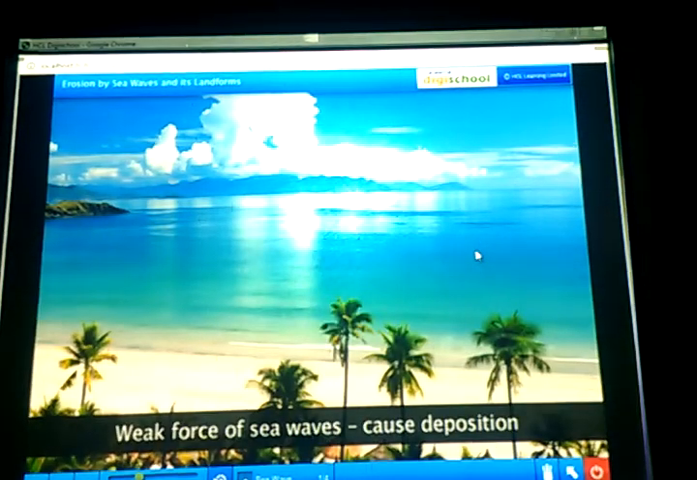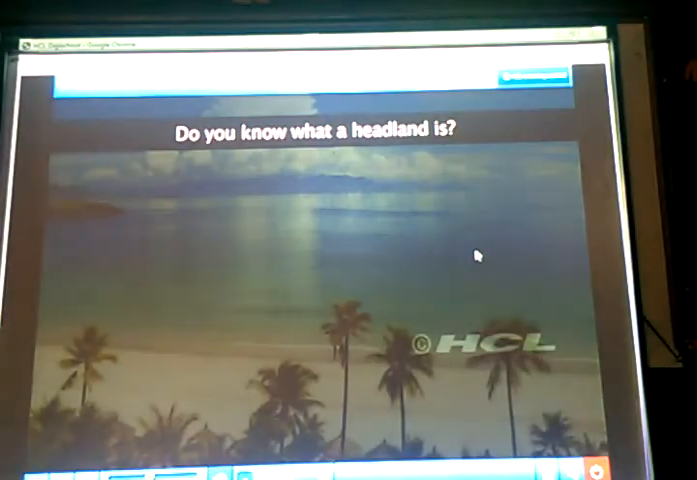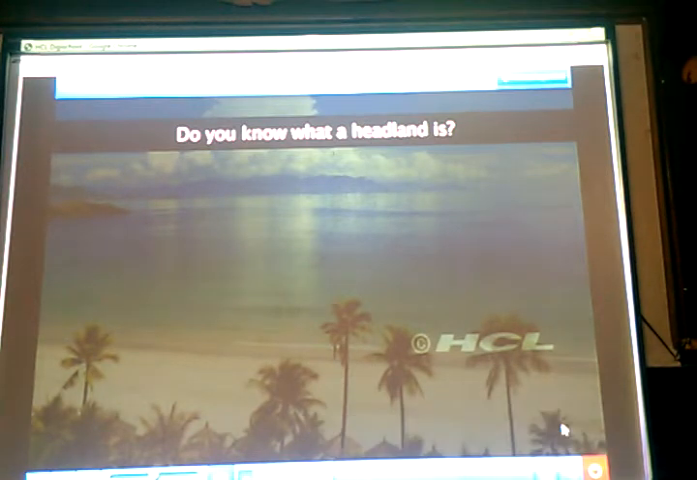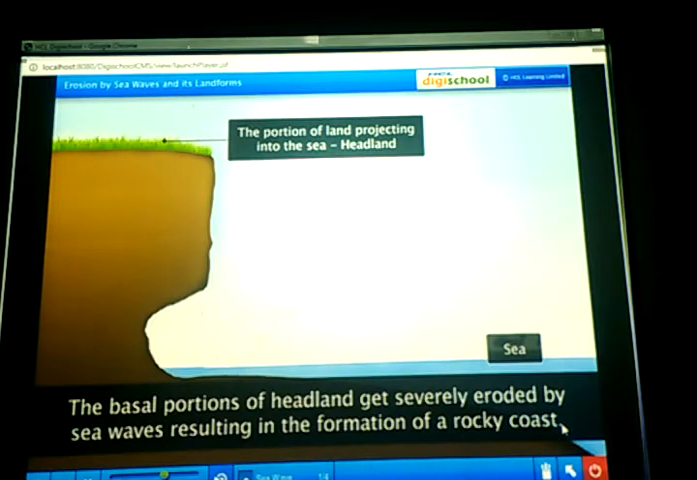Due to continuous attack of the sea waves, the base of the headland gets eroded, giving rise to a near vertical slope. This is known as a sea cliff. Sea cliffs are found in Harihareshwar in the Raigad district and Bhagwati Bandar in the Ratnagiri district of Maharashtra.